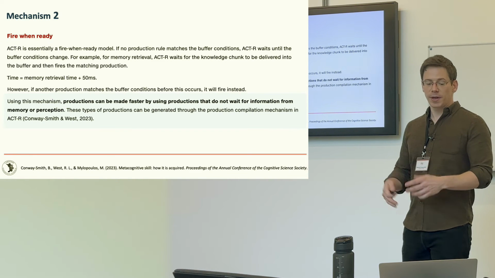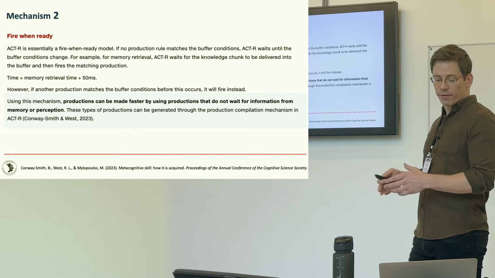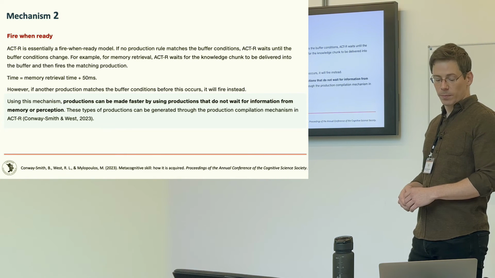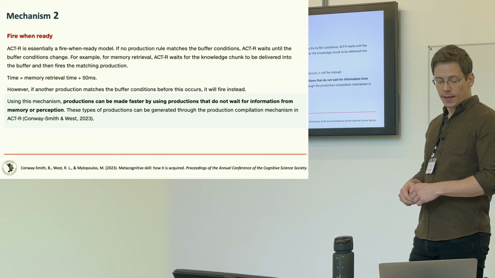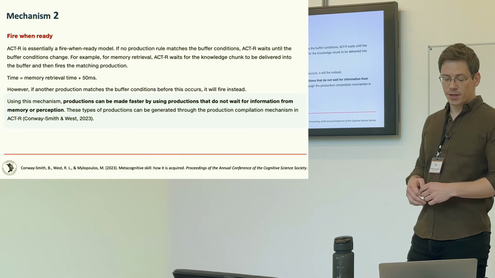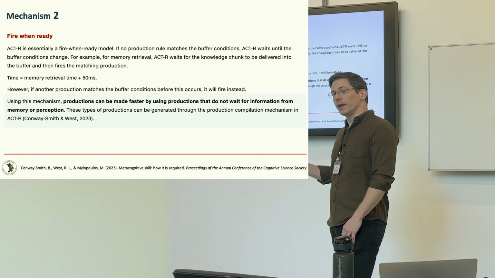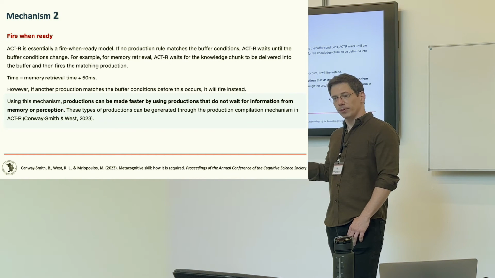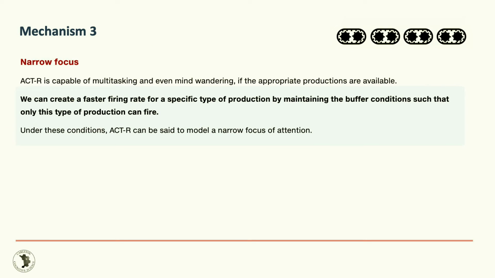And using this mechanism, we can say that productions can be made faster using productions that don't wait for information from memory or perception. They match to the stimuli and they fire. These types of productions can be generated through the production compilation mechanism in ACT-R, and we have another paper on how metacognitive skills can develop through this compilation mechanism in CogSci this year.